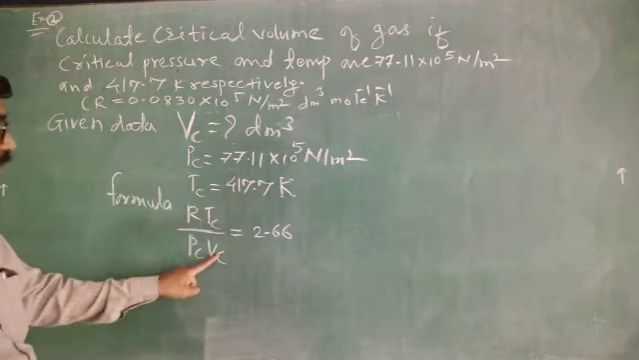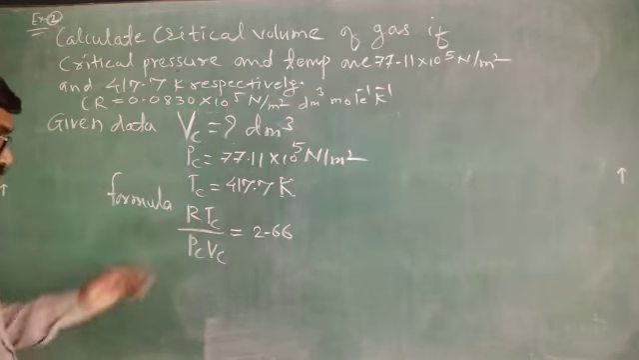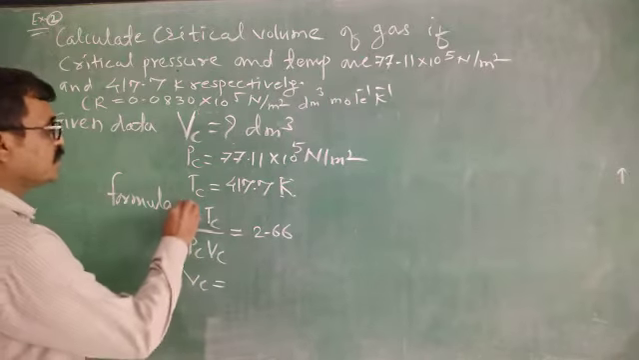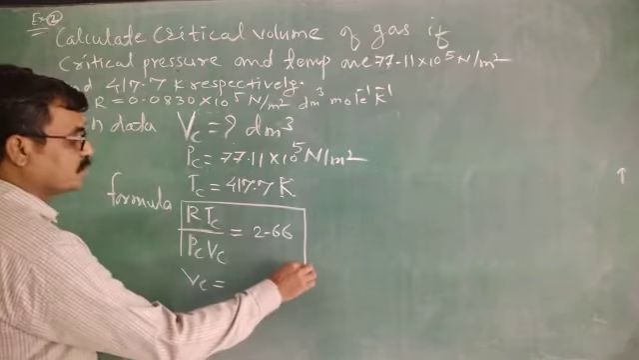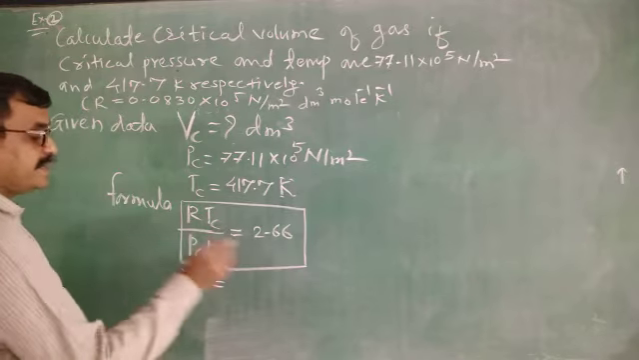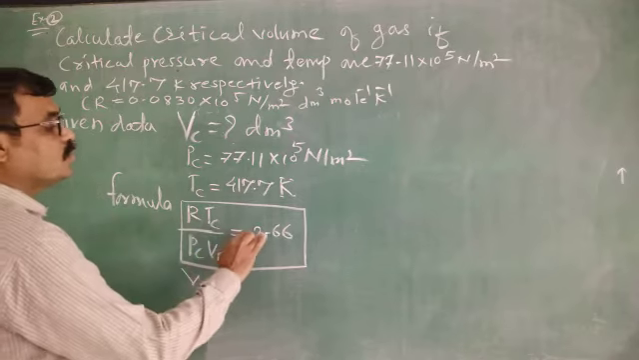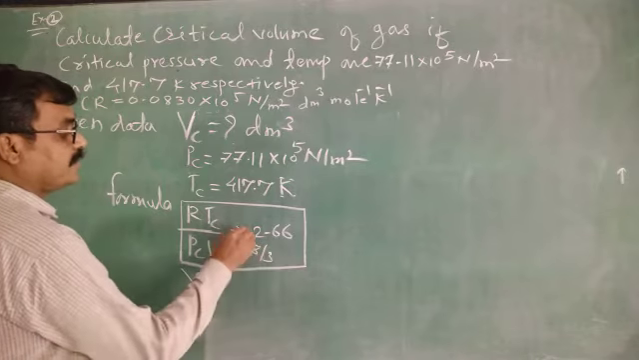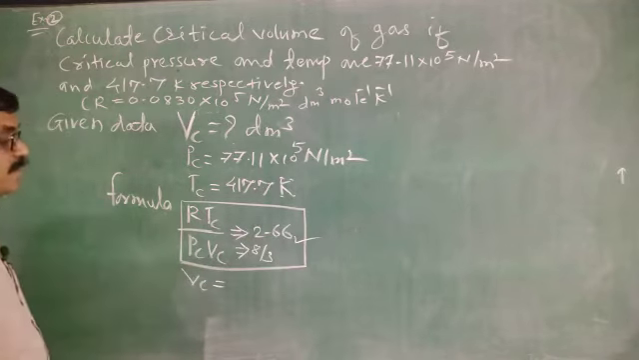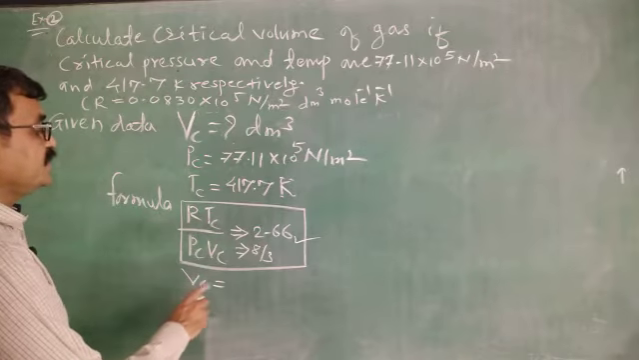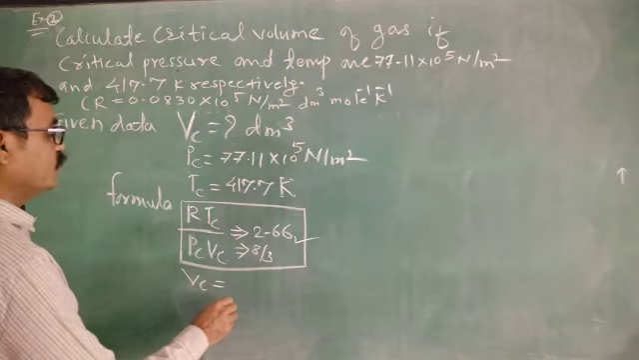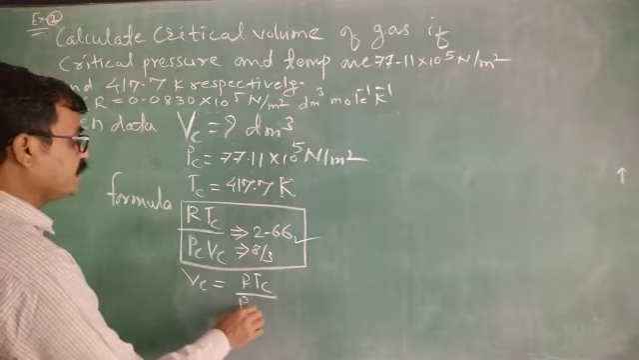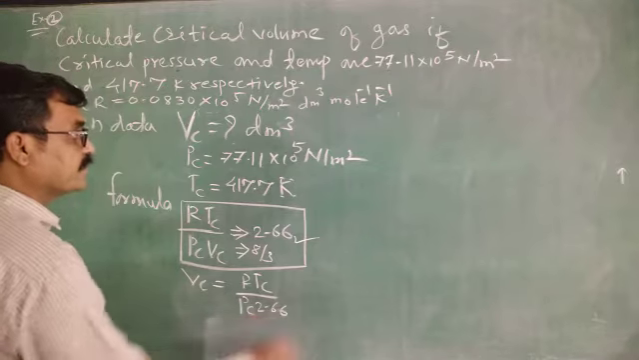Here VC we have to find out, PC and TC are given directly, that's why VC is equal to, this you have learned because we saw it in the formula, RTC upon PCVC is equal to 2.66 or 8 by 3, okay, or 8 by 3. This we have seen, this is the formula. Now from this VC is equal to RTC upon PC into 2.66.